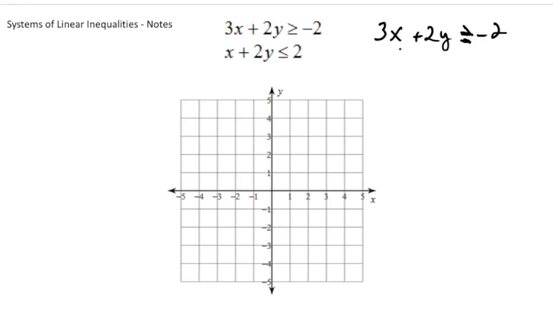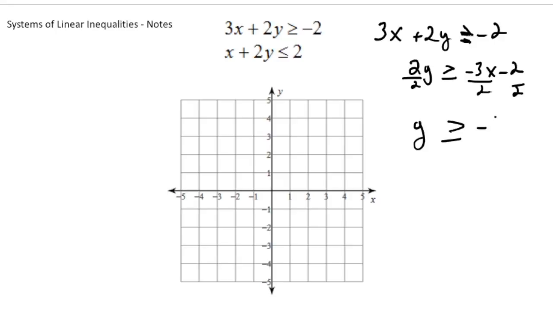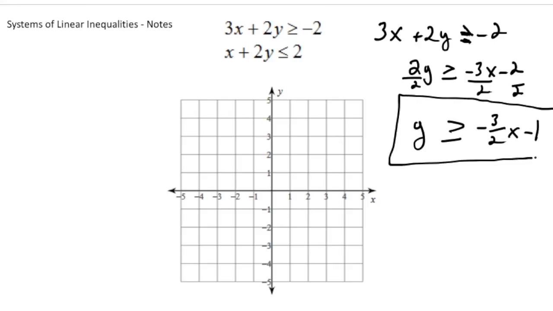To put this in slope-intercept form, I'm going to take away 3x from both sides. So 2y is greater than or equal to negative 3x minus 2. Then I'm going to divide both sides by 2. And we end up with y is greater than or equal to negative 3 halves x minus 1. So we're going to graph this inequality. That's the first one.